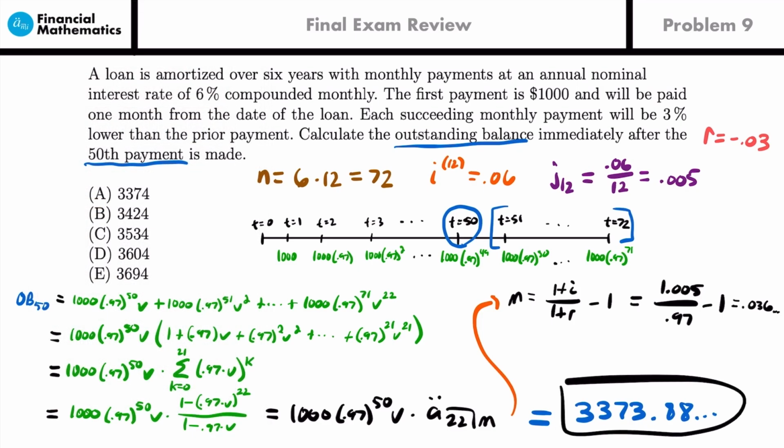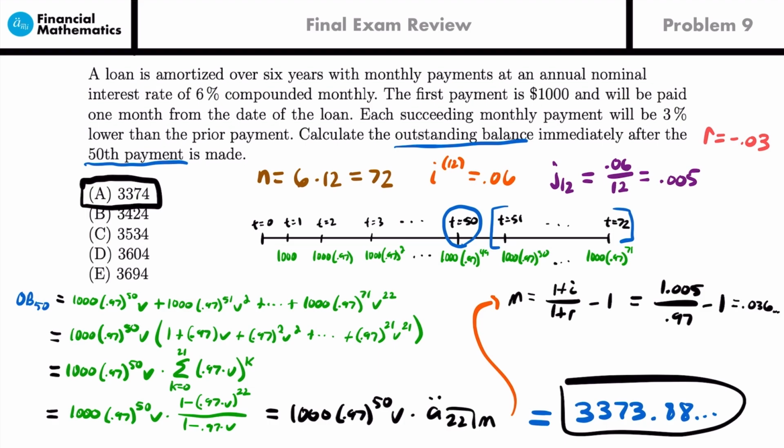And so if you round up to the nearest dollar, you can see that this matches up with answer choice A of 3,374. Okay, now before we move on to the next problem, I just want to give you a little tip here. You don't have to go through all the steps I went through here. I was just being a little bit cautious about how I explain the solution here.